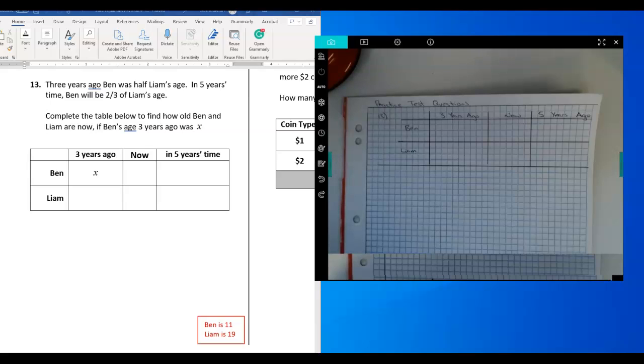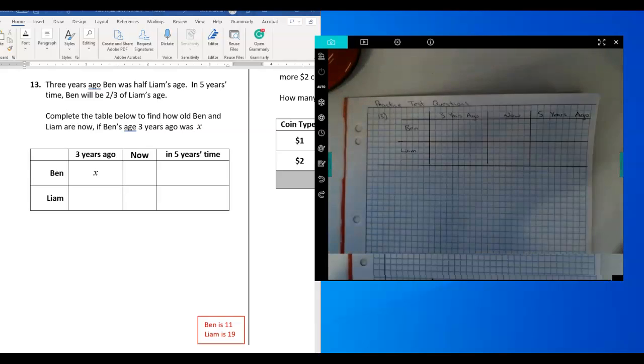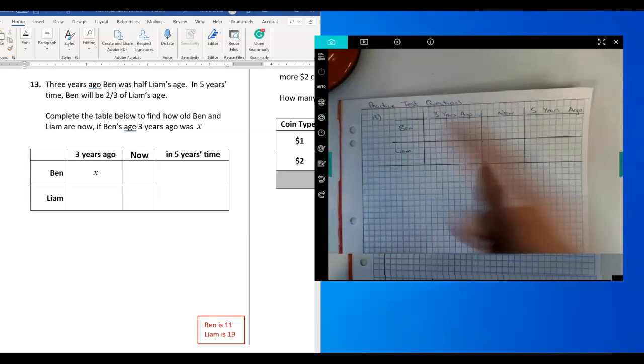Question 13. 3 years ago, Ben was half Liam's age. In 5 years' time, Ben will be 2/3 of Liam's age. Complete the table below and find out how old Ben and Liam are now. So it's important that we understand how to work through a question like this. So I've just copied the table in.